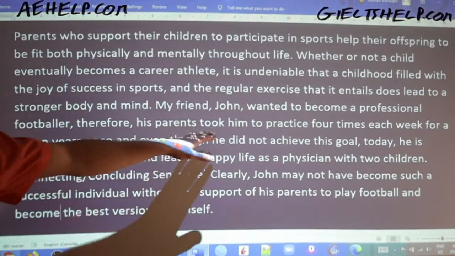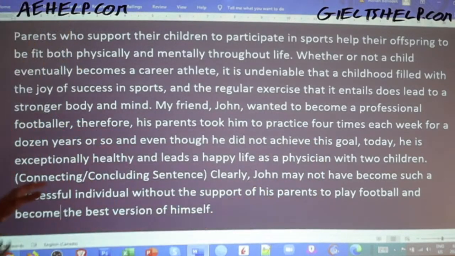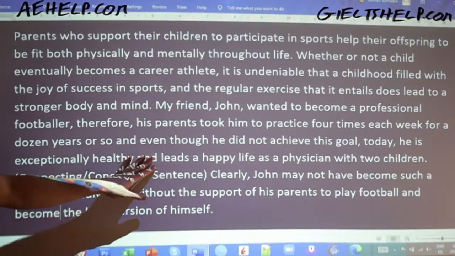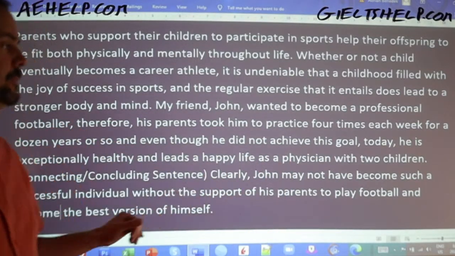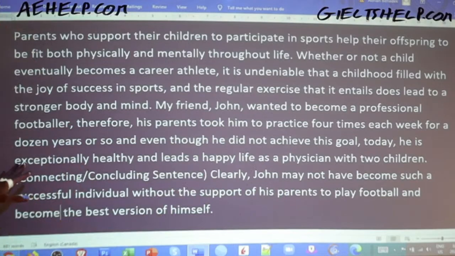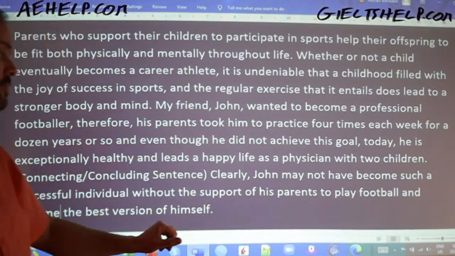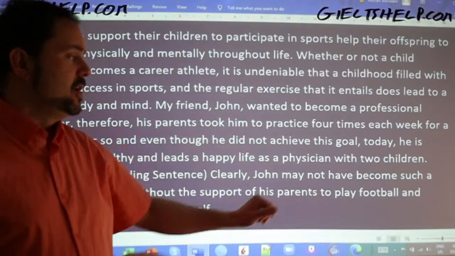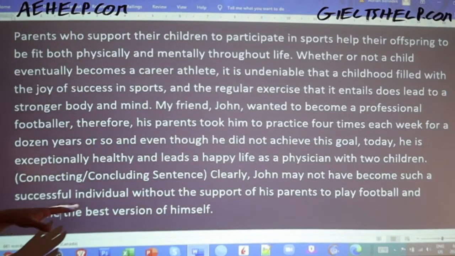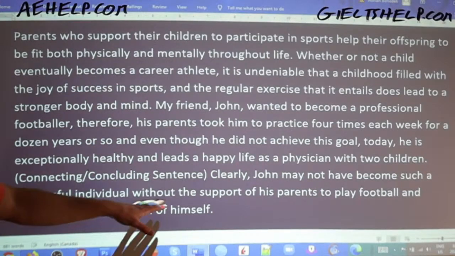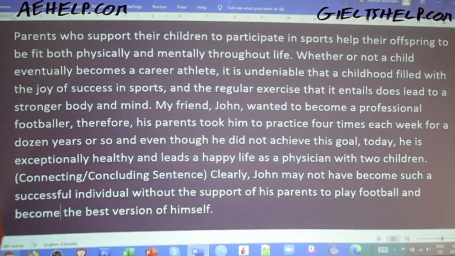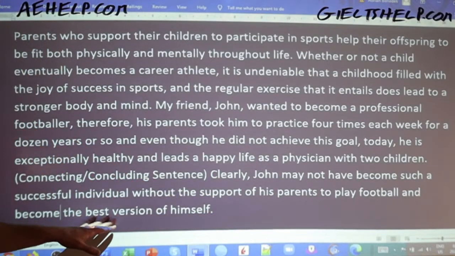My friend John wanted to become a professional footballer. Therefore, his parents took him to practice 4 times each week for a dozen years or so, and even though he did not achieve this goal, today, he is exceptionally healthy and leads a happy life as a physician with 2 children. Clearly, John may not have become such a successful individual without the support of his parents to play football and become the best version of himself.